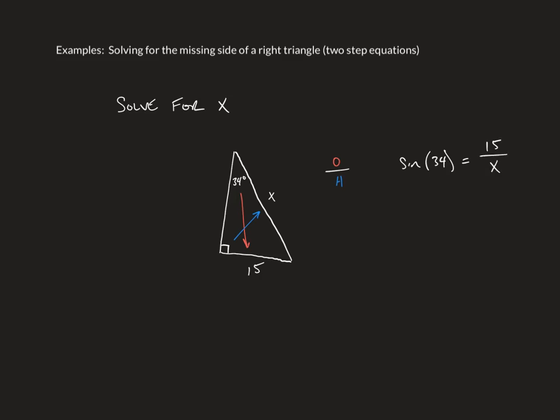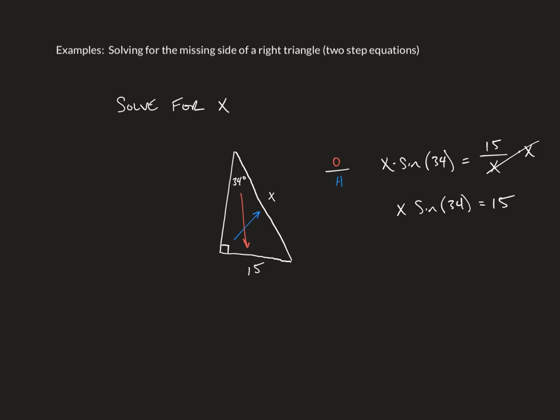So this is where we're in a situation where it's going to take two steps to solve this. It's not like the other examples where the x was in the numerator and the 15 was in the denominator, because this is a case where I'm going to have a hard time getting that x alone if I want to do it in one step. It would be a mistake to multiply both sides by 15 because that wouldn't cancel anything. That would just create a 15 squared in the numerator. So what I'm going to do is multiply both sides by x. And so now my equation says x times sine of 34 equals 15.